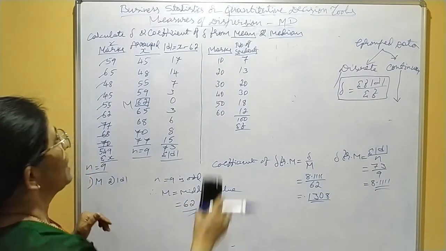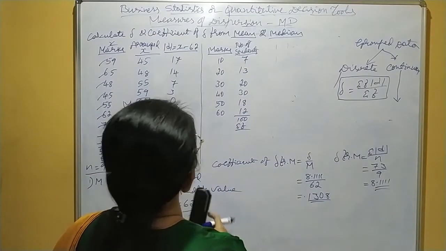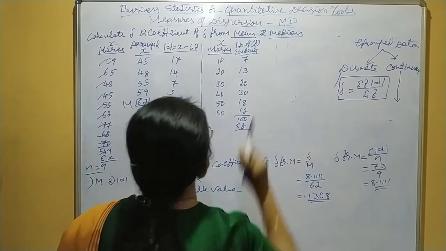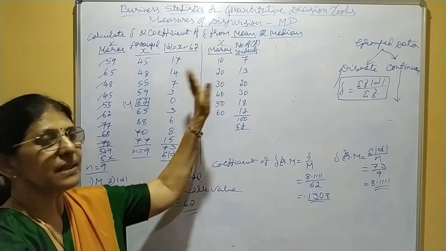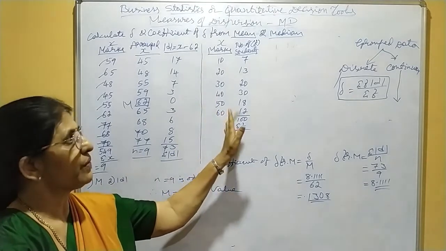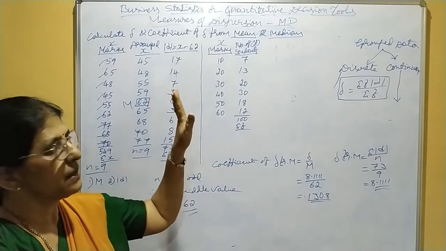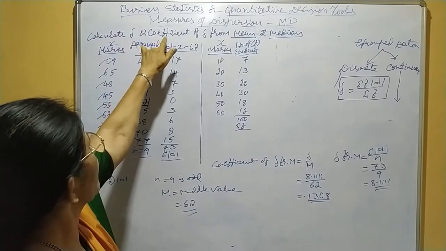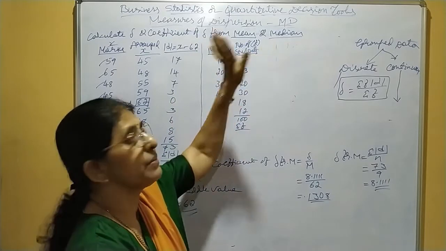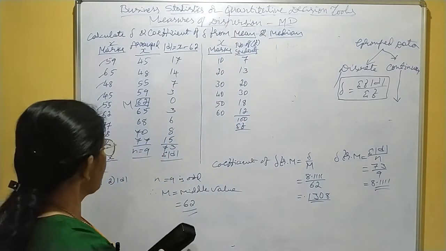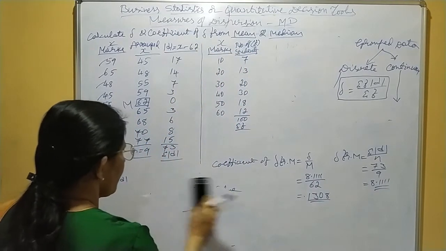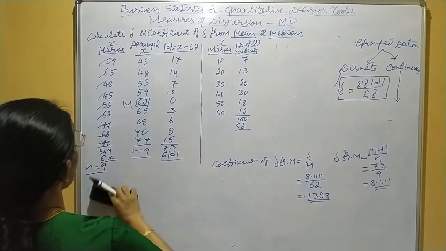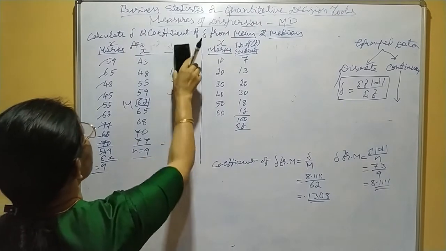Okay, now let us take another problem. Here marks x and number of students, frequencies. Here frequencies are given but not class interval. That means it is discrete series. Now here also you may calculate mean deviation and coefficient of mean deviation from mean and median. First let us take mean deviation and coefficient of mean deviation from mean.